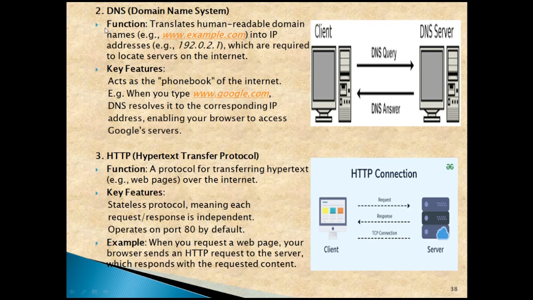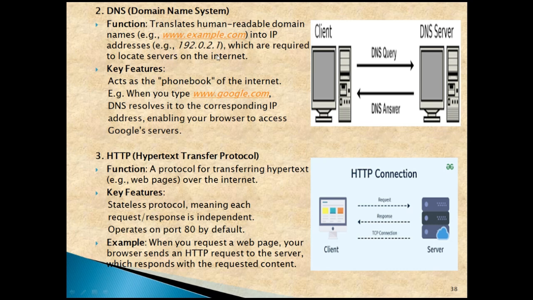Now, another type of protocol is the DNS protocol. What's the function? It translates human-readable domain names, for example www.example.com, which is what you type on the internet, into IP addresses. That's what DNS does. These IP addresses are required to locate servers on the internet.